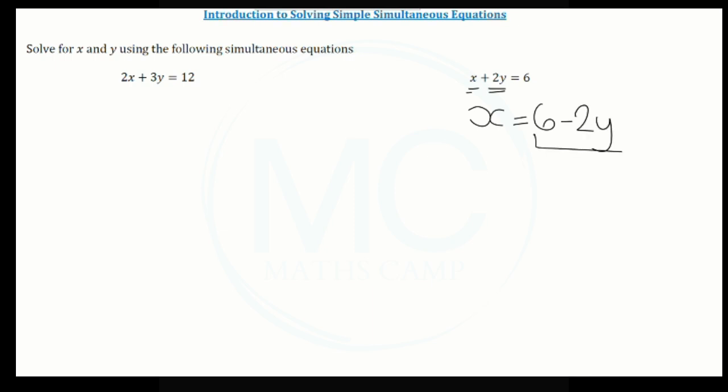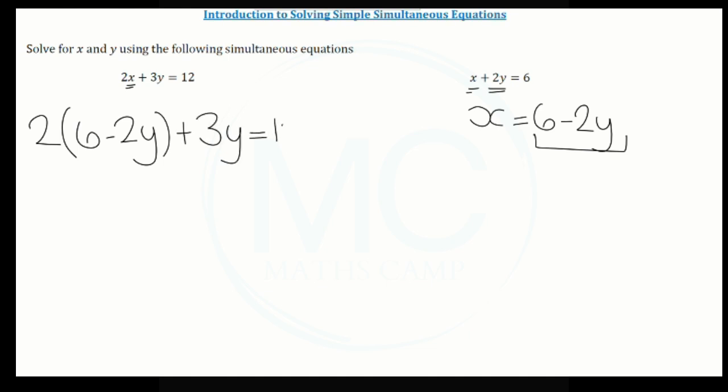Now that we have a value for x, we're going to substitute into the x on this side. So I can say 2, open my bracket, 6 minus 2y, plus 3y is equal to 12. Now I can expand. 2 multiplied by 6 is 12. 2 multiplied by negative 2y is negative 4y. Then we have plus 3y, and it's equal to 12.